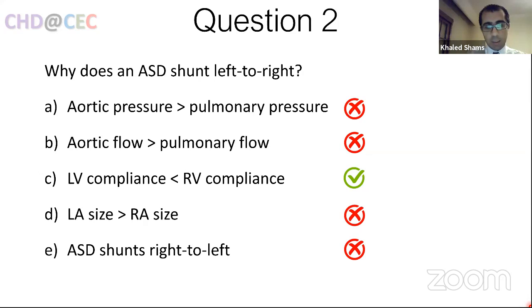In ASD, it is a matter of LV and RV compliance. The LV compliance is less than the RV compliance. Or we can say it in another way, the LV end diastolic pressure is slightly higher than the RV end diastolic pressure. And that's why the ASD shunts from left to right. Yes, think of the balloon.